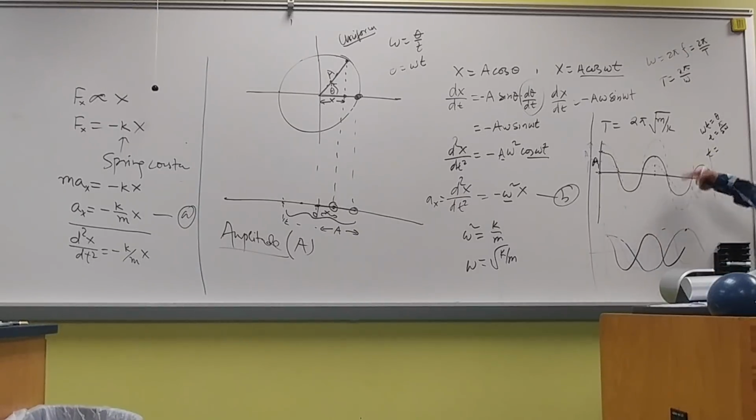So if you increase K, time period will go down. If you increase m, time period goes up. But if you increase amplitude, time period remains the same. Only the amplitude changes, but the time period doesn't change.